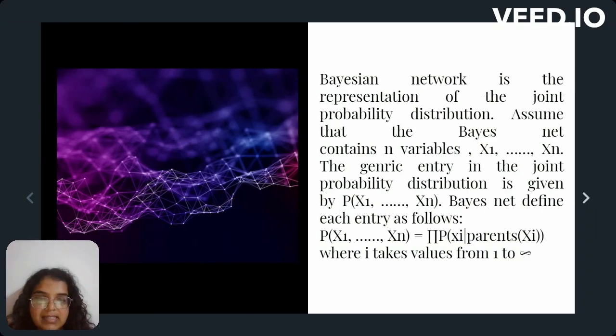A Bayesian network is a representation of the joint probability distribution. Assume that the Bayes net contains n variables, X1 to Xn. The generic entry in the joint probability distribution is given by P of X1 to Xn. Bayes net defines each entry as follows: P of X1 to Xn is equal to the product of P of Xi given parents of Xi, where i takes values from 1 to n.